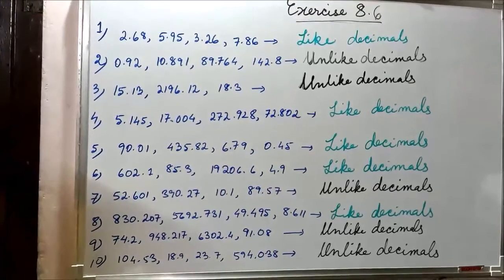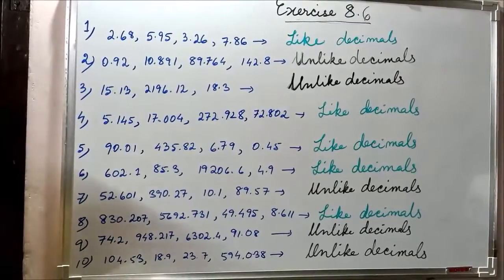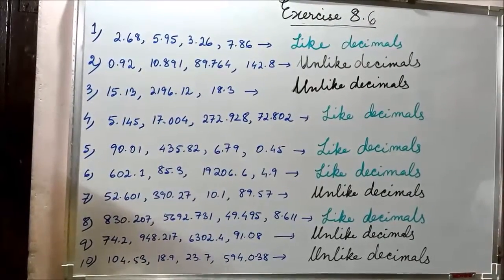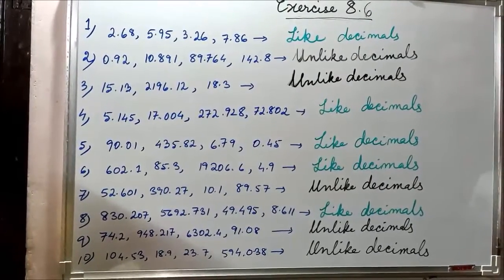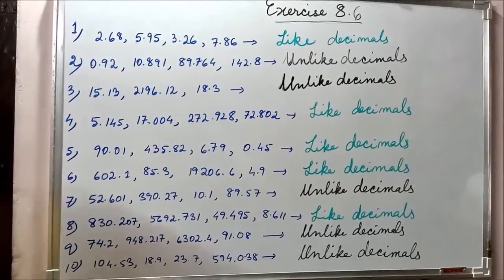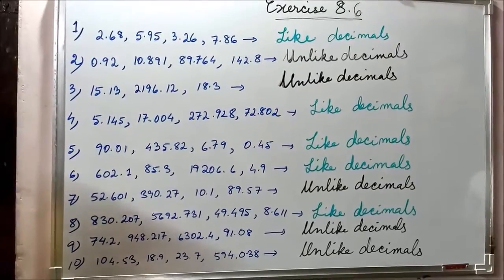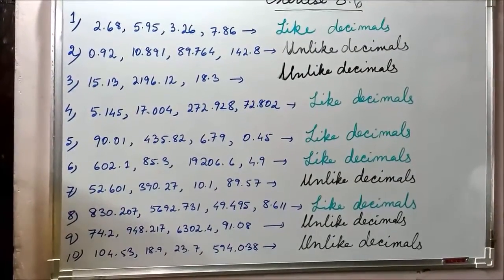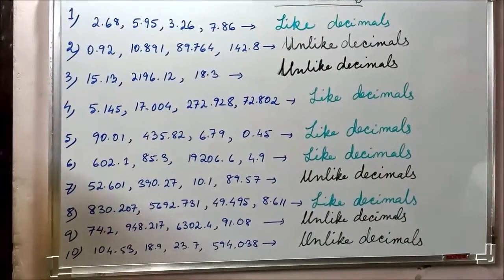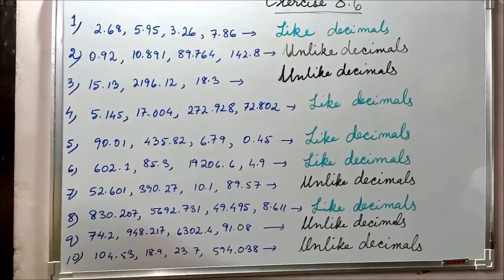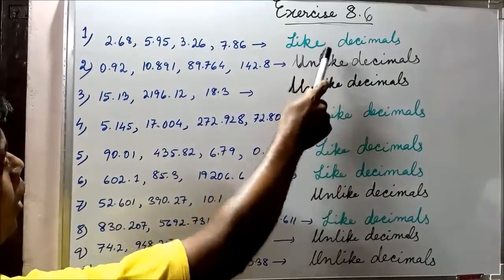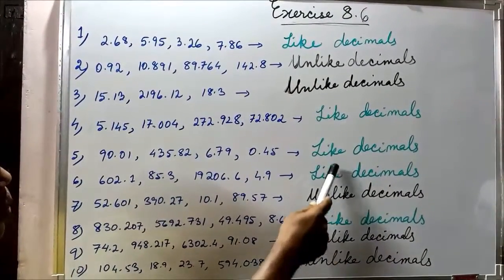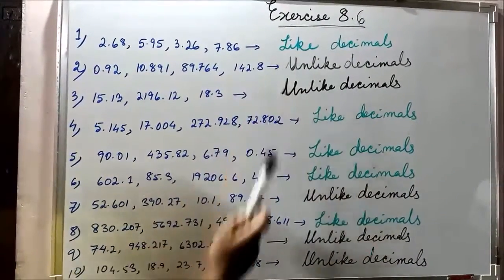So children, today we are going to do exercise 8.6. Write whether the following group of decimal numbers are like decimals or unlike decimals. Now let's see what are like decimals first. Now you can see I've written in green marker. Those are all like decimals.